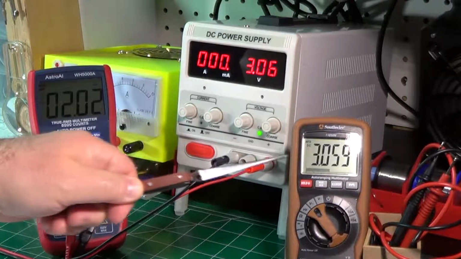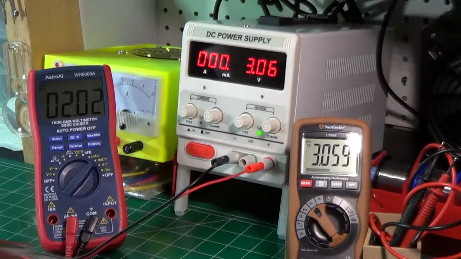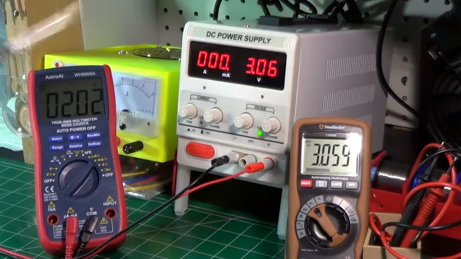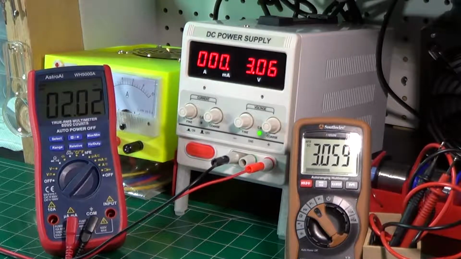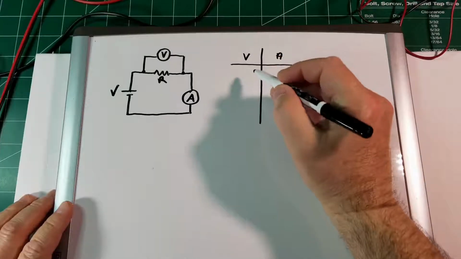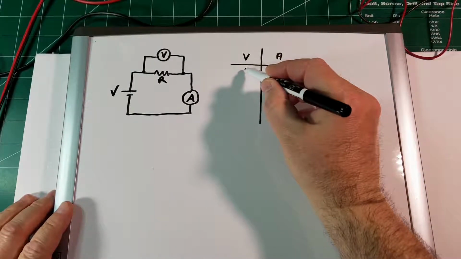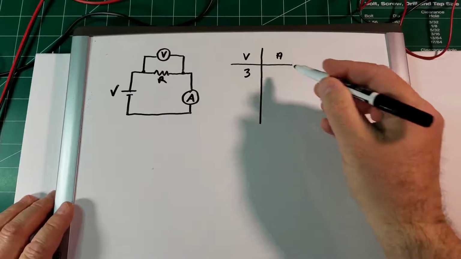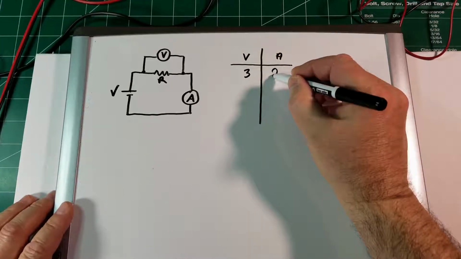We see that the voltage is about 3 and the current is about 2 milliamps. Let's go write them down in the table that we prepared before. So we found that around the resistor there is a voltage of about 3 volts and a current of about 2 milliamps.